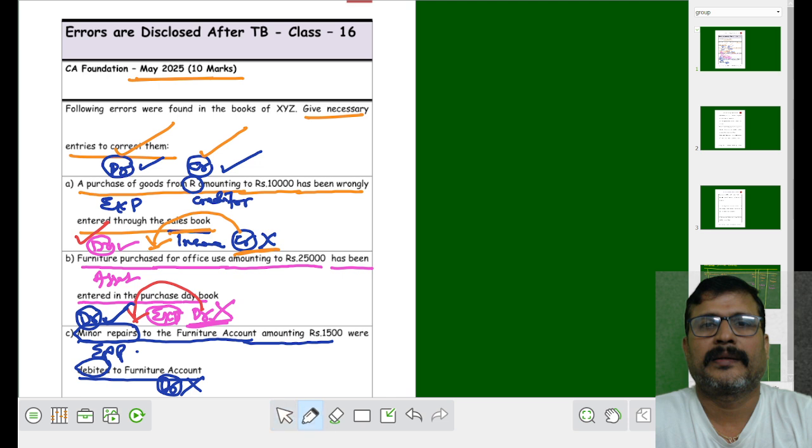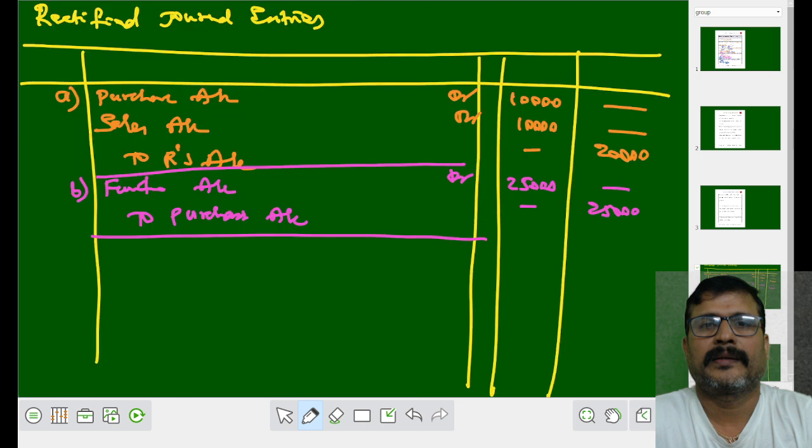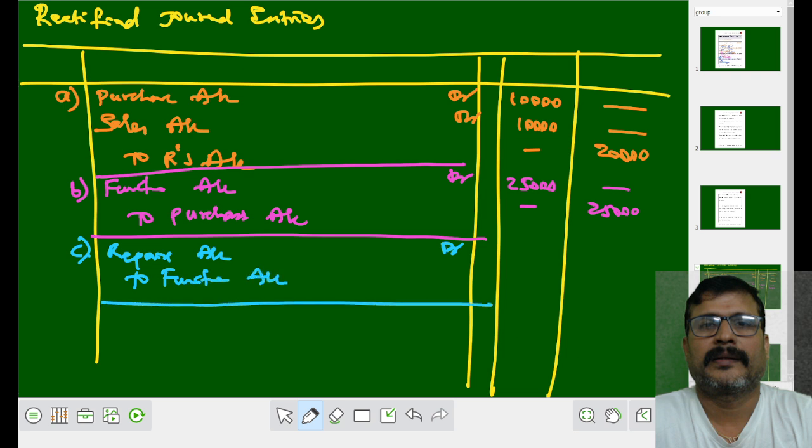Now, my dear students, how to rectify this particular transaction? Keep the correct in the same place. Shift the wrong to the opposite place. Now what is the entry? Repairs account debit to furniture account. Write it as point C. Repairs account debit to furniture account. What is the amount? 1,500.